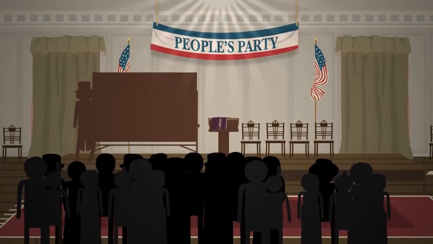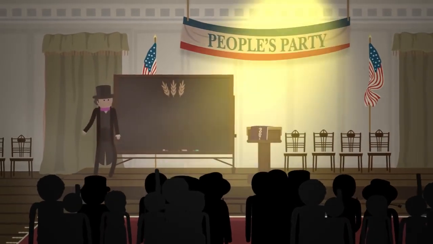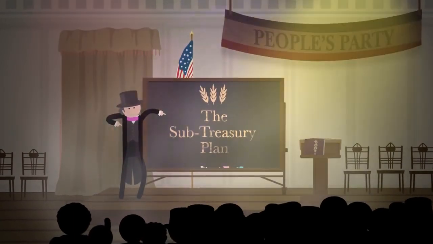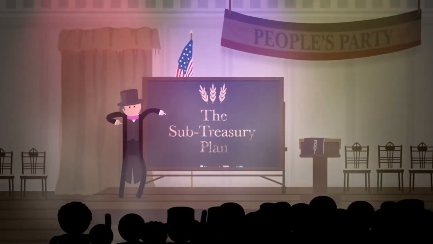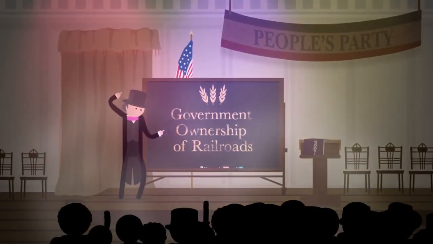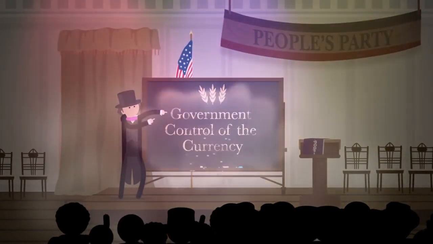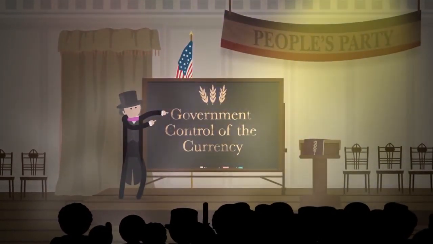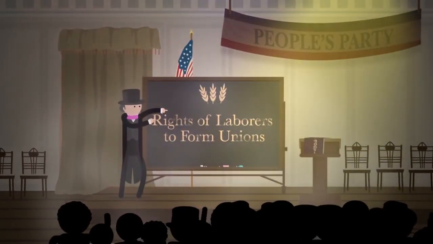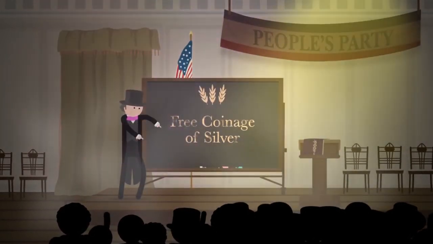In 1892, they held a convention in Omaha and put forth a remarkably reform-minded plan, particularly given that this was put forth in Omaha, which included the sub-treasury plan, which didn't exactly happen, although the deal farmers ended up with was probably better for them, government ownership of railroads, which sort of happened if you count Amtrak, graduated income tax, which did happen after the passage of the 16th Amendment, government control of the currency, which happened with the creation of the Federal Reserve System, recognition of the rights of laborers to form unions, which happened both at the state and federal level, and free coinage of silver to produce more money, which we'll get to in a second.